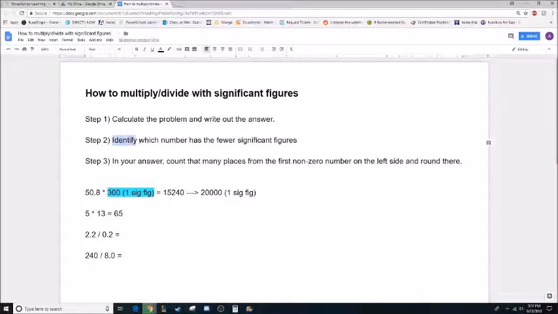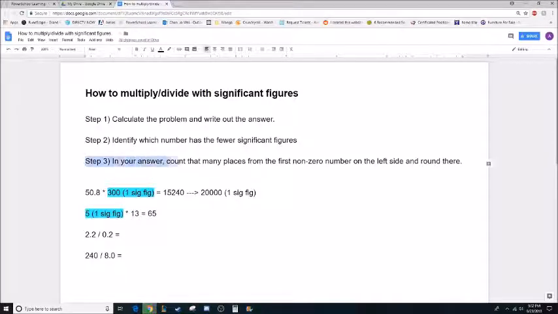And step 2, we're going to identify which number has the fewer significant figures. So I have a 5 here that has 1 sig fig, and I have my 13 here that has 2 sig figs. I'm going to go with my 5 because it has the lower number of significant figures. I'm going to highlight that. And that means my answer should also have 1 sig fig.